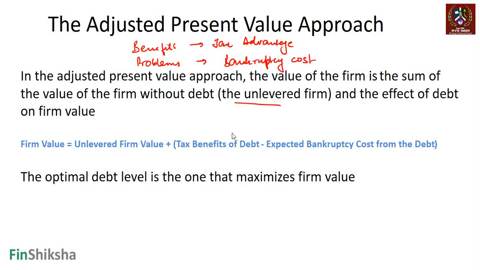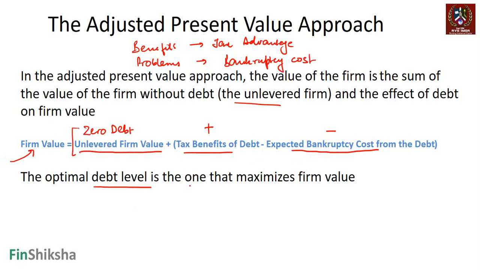So technically, let's say the firm has zero debt, so effectively the unlevered firm value. If the firm takes debt, then what comes because of the debt is the positive impact, which is the tax benefits of debt, and the negative impact, which is the expected bankruptcy cost from debt, right? The negative impacts have to be subtracted, the positive have to be added, and if we can arrive at this, that's going to be the firm value. And the optimal debt level is the one that will maximize the firm value, correct? The level at which the firm value gets maximized is what is going to be the optimal debt level. So that's the broad construct of how we work here.